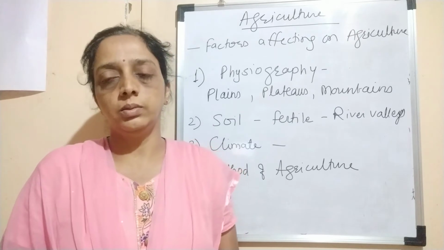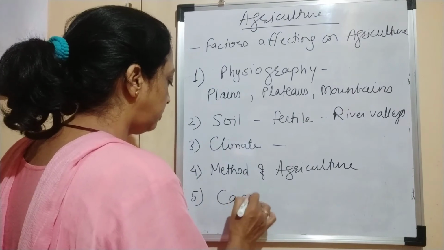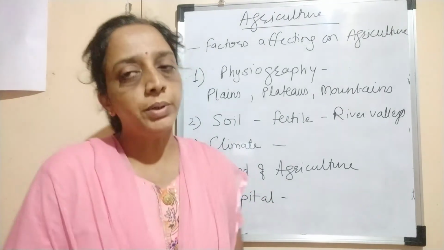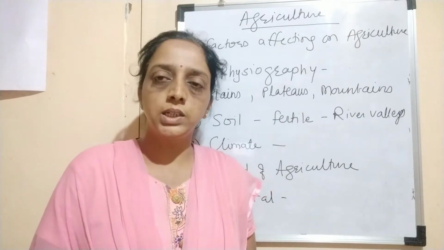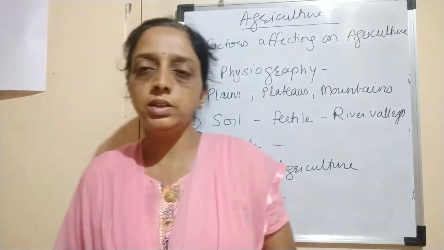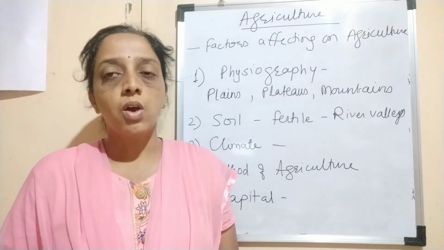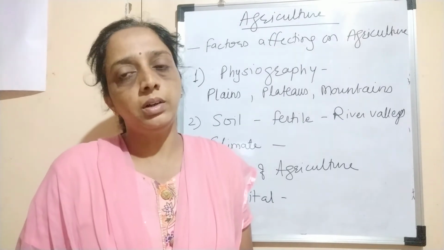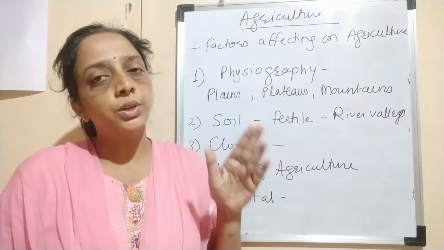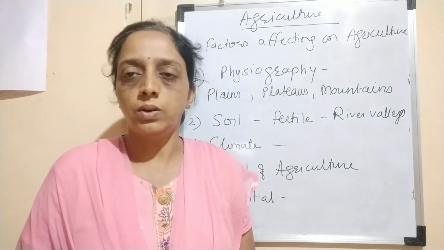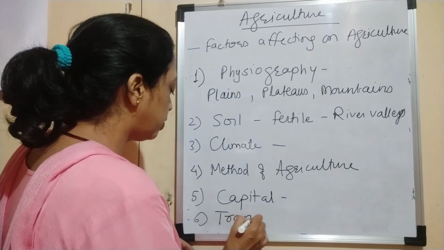Another factor is capital. Capital is required for agriculture, of course, to purchase seeds, for harvesting, for machineries, for fertilizers, transportation, and labor charges. For all these, the capital requirement is there, and so capital is also a major factor affecting agriculture. And the last one is transportation.